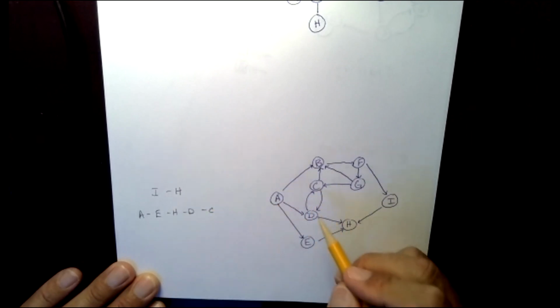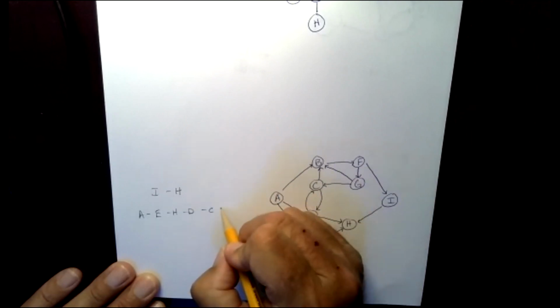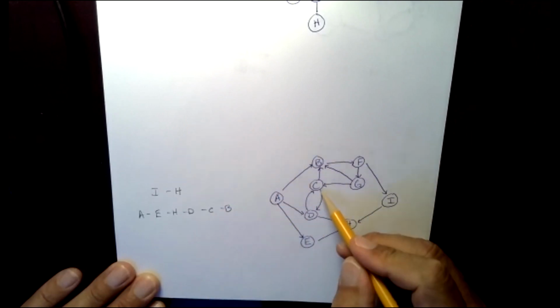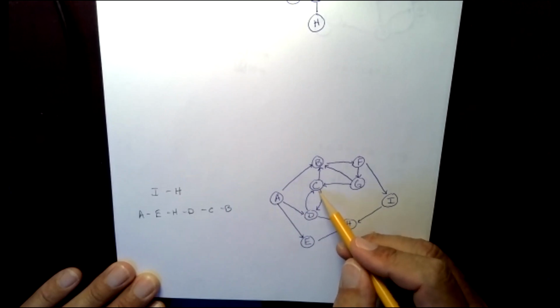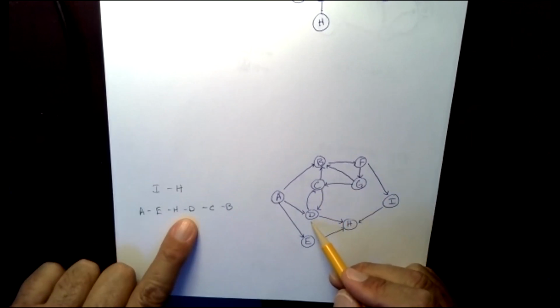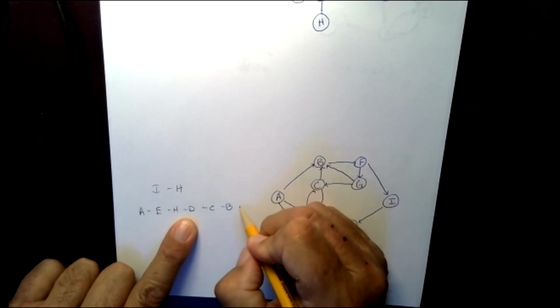From C, I can go to B. Nope. So I come back to C. Nowhere else C can go. I come back to D. Up D can go to H.